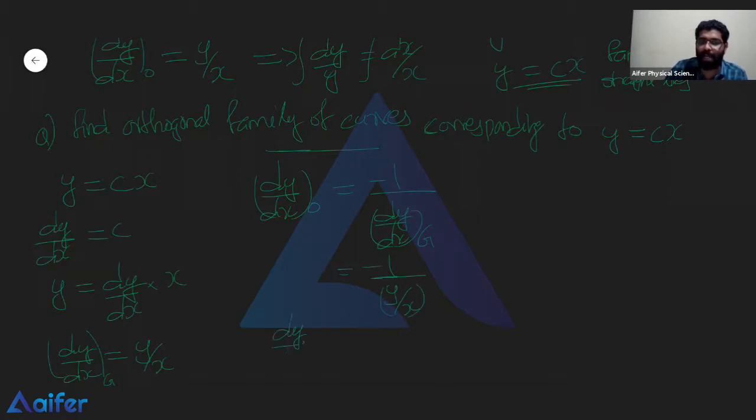Therefore dy by dx equals, if you rearrange, x by y. So upon variable separating, y dy equals -x dx. On integration you get y square by 2 equals -x square by 2 plus some constant, that is x square plus y square equals (√2c) whole square.